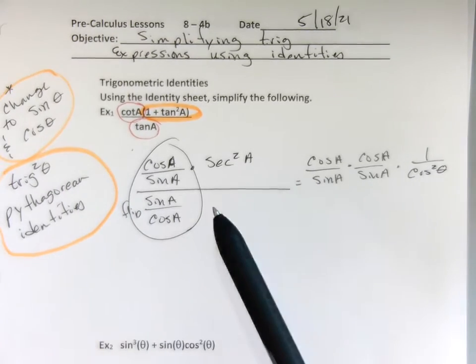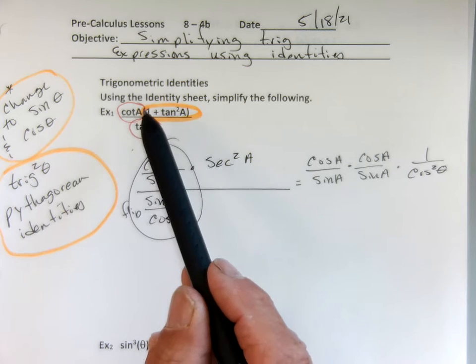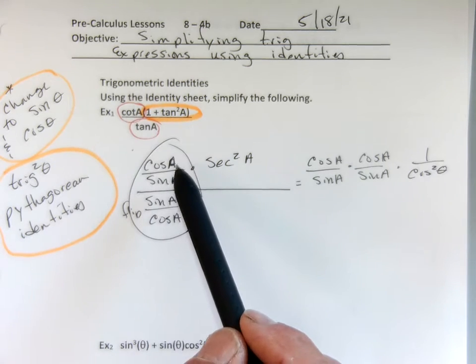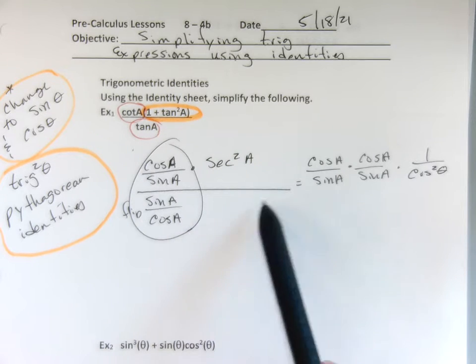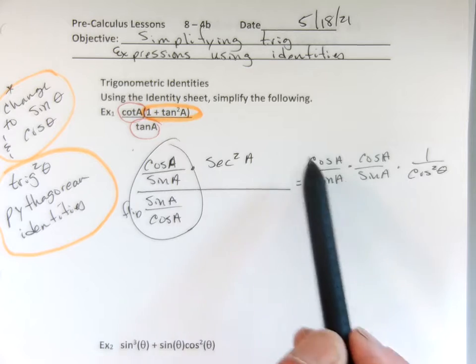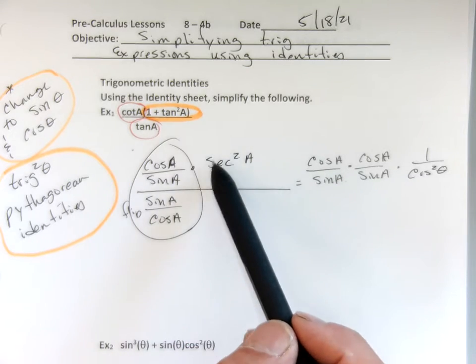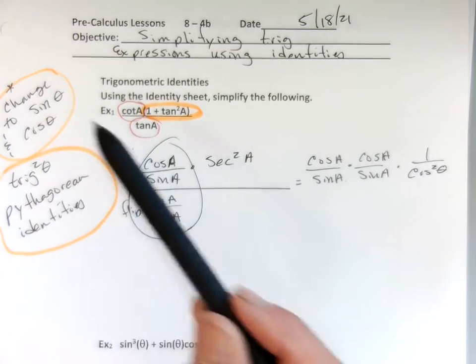Alright, so let me back you up so you kind of follow what I'm doing. Okay, change things into sines and cosines. Cotangent, cosine over sine. Tangent, sine over cosine. But I got a fraction divided by a fraction, so invert and multiply, right? 1 plus tangent squared, I found in my identities as secant squared. But secant squared, again, back to sines and cosines is 1 over cosine squared.